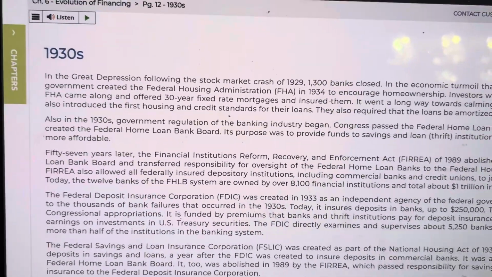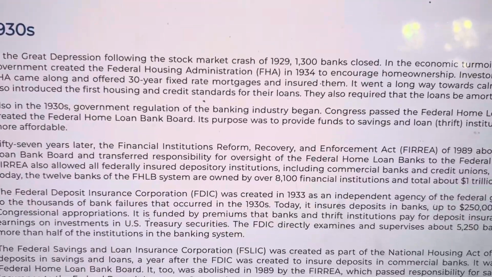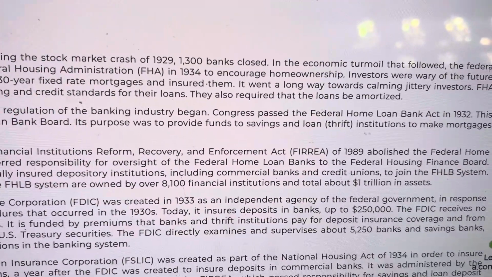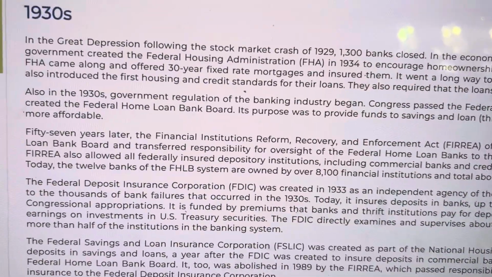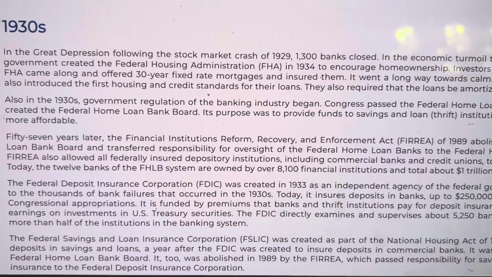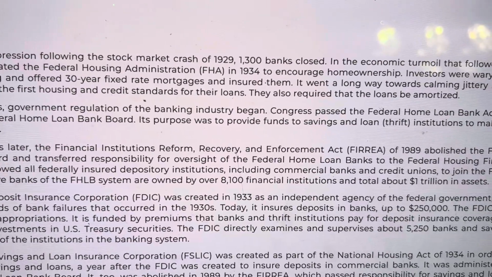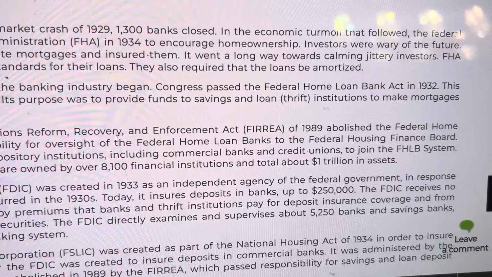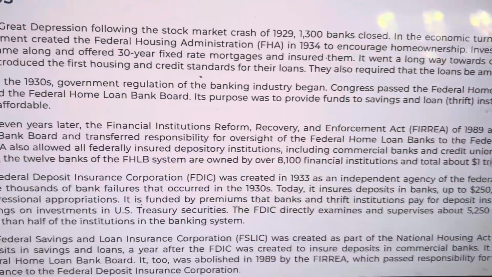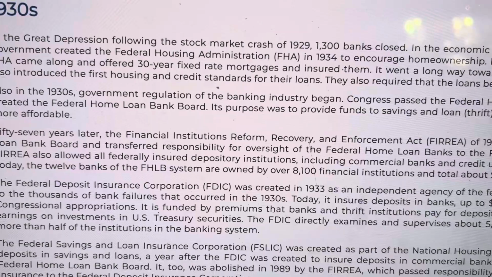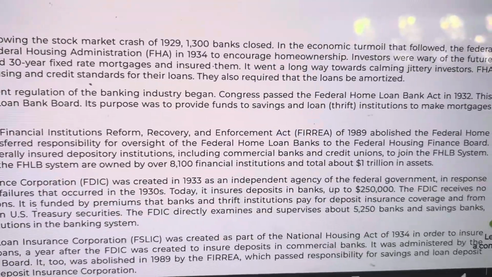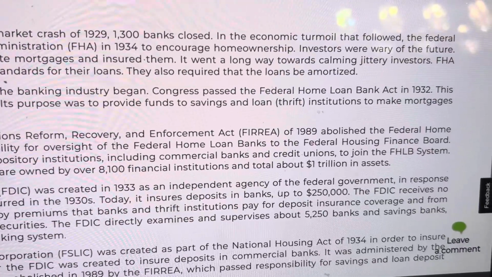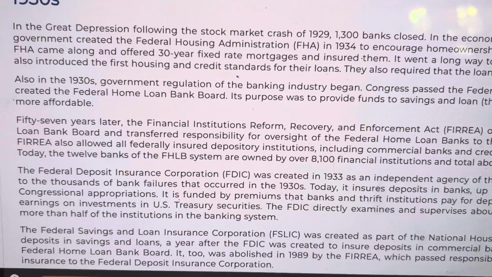FHA also introduced the first housing and credit standards for their loans. They also required that the loans be amortized. Also, in the 1930s, government regulation of the banking industry began. Congress passed the Federal Home Loan Bank Act in 1932. This created the Federal Home Loan Bank Board. Its purpose was to provide funds to savings and loan, which means thrift, institutions to make mortgages more affordable.